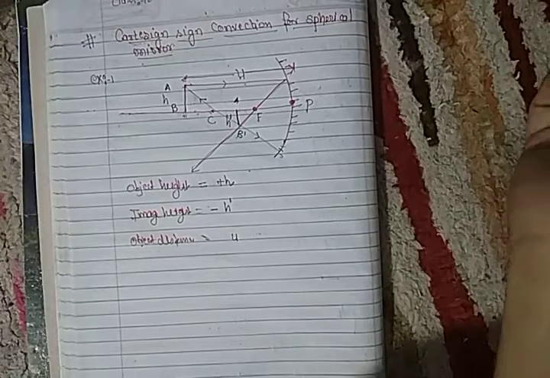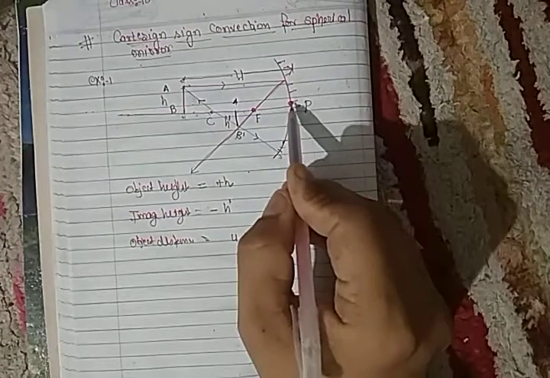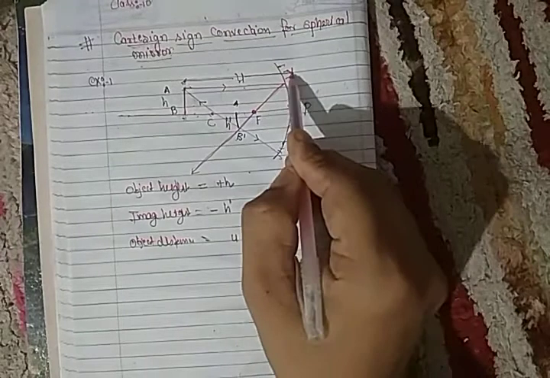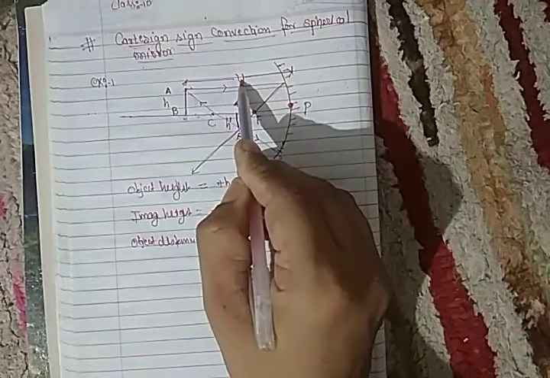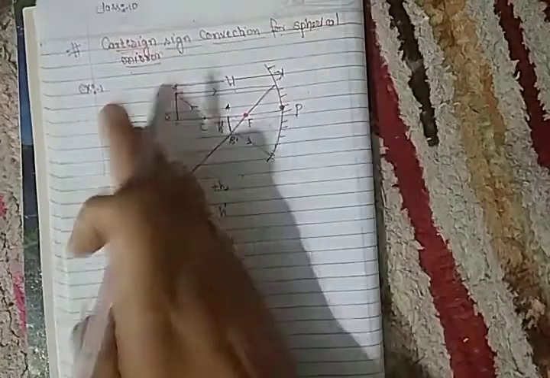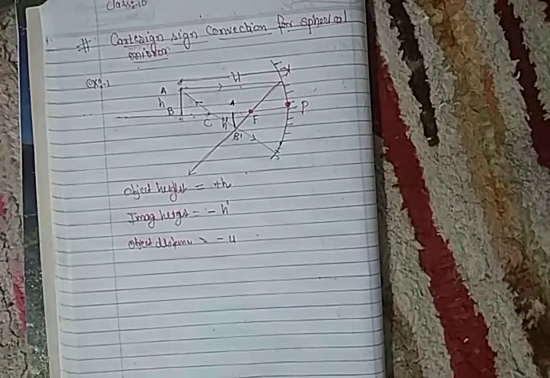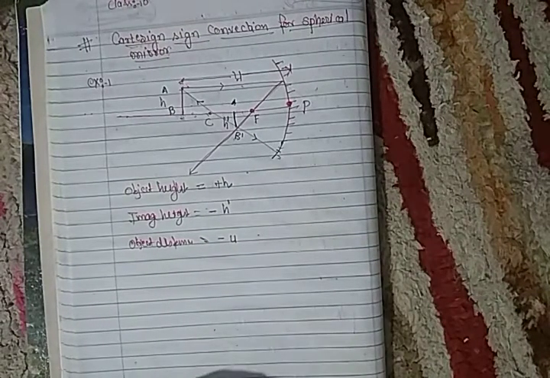Now our intention, is it positive or negative? So see, all the distances are measured from the pole. So from pole to object it is u, positive or negative? See, it is on the left side. So I can say this is negative. Okay, I hope this is clear.